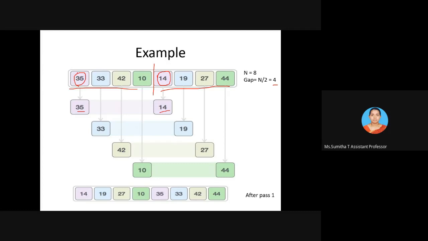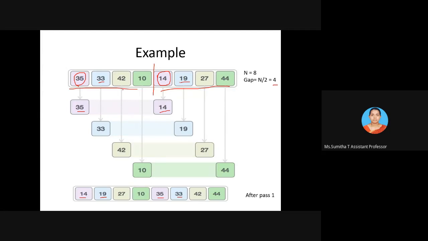We have to pick the first element in both sets, 35 and 14, and compare. The 14 in the second set is smaller than the 35, so we have to swap the elements. The 14 will come here and 35 will go there. Is it clear? This is the way we do it. Now select the second element of both sets, 33 and 19. Again compare. The 19 is smaller, right? So we have to swap. 19 will come here and 33 will go there.